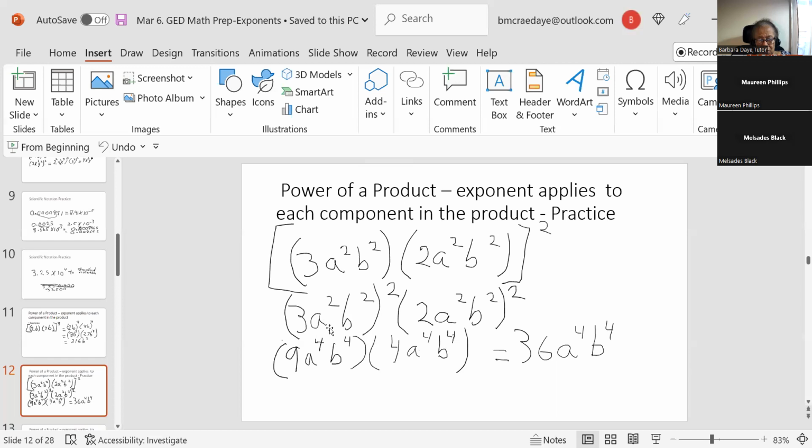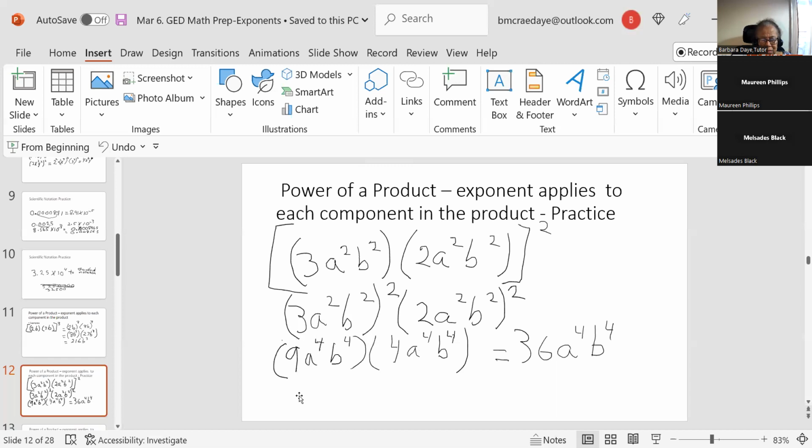Yes, you said 9 to the 4. So how did we get the 9 right here? At the bottom you say 9, and at the top you say 3 to the second power.